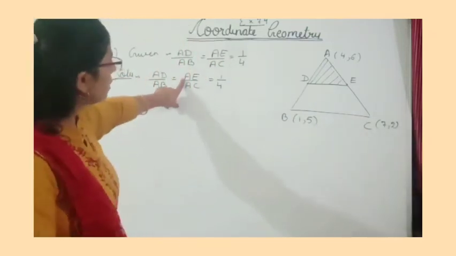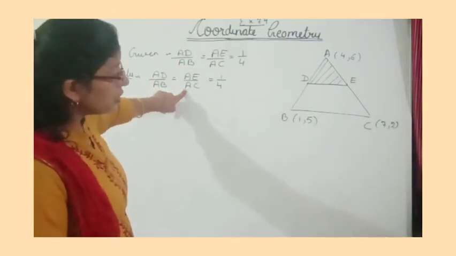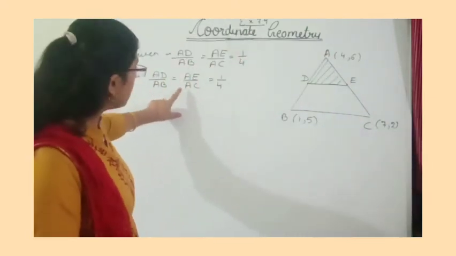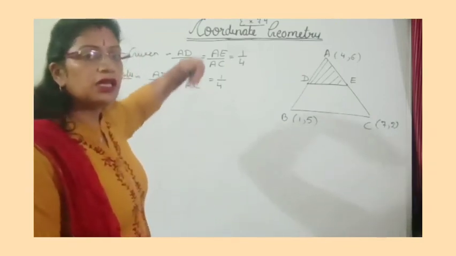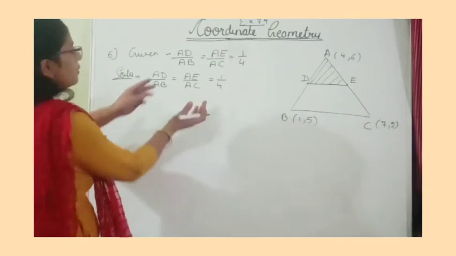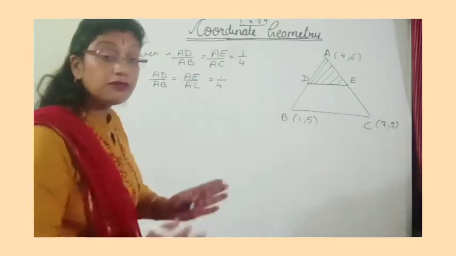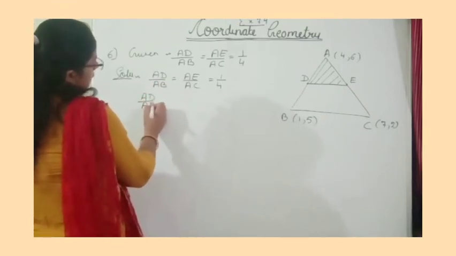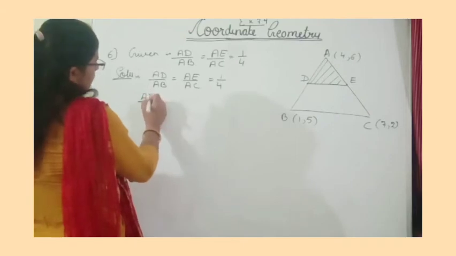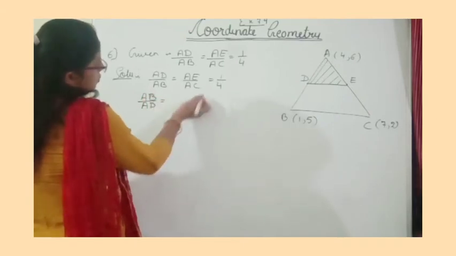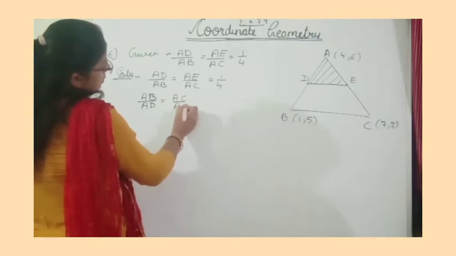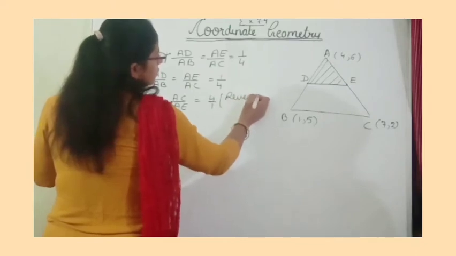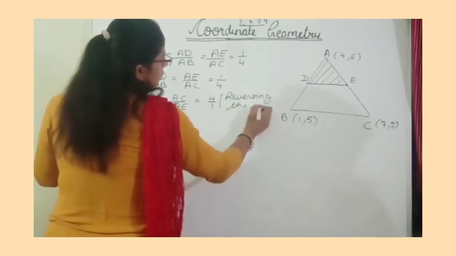In the same way, we want AE upon EC, not AE upon AC. We want AE but we don't want AC, so AC also we will change into the numerator. So what will we do? We reverse the whole equation. So what will we get? AB upon AD is equal to AC upon AE is equal to 4 upon 1. So we have reversed the equation.